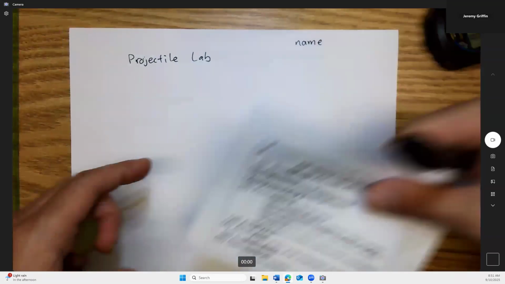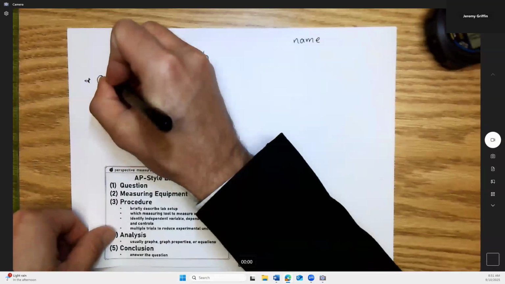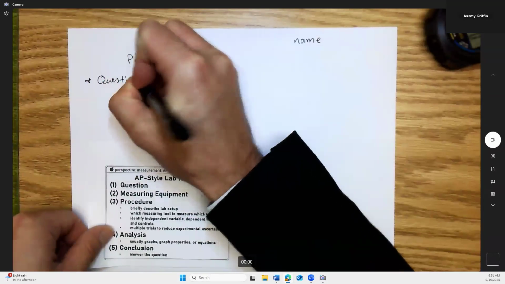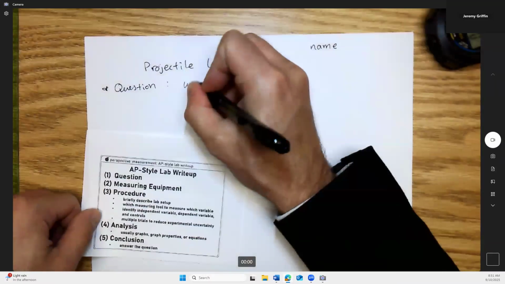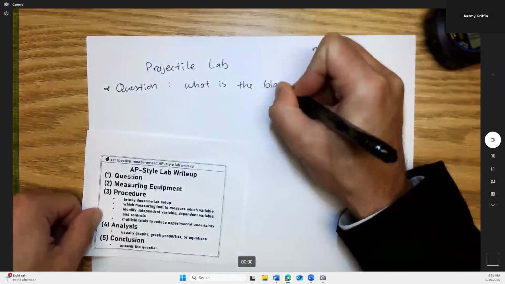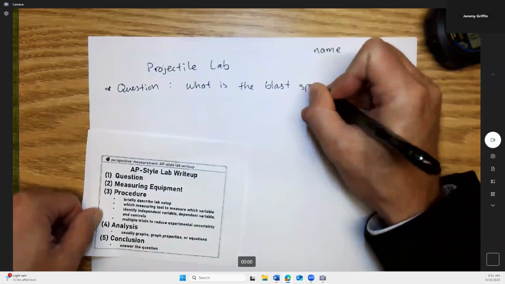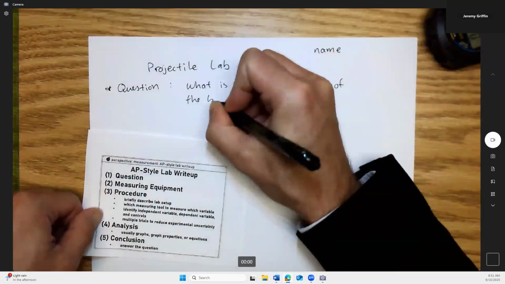I will do some of this with you guys. So, question. You remember this 5-part write-up? What is the launch speed of the ball launcher?